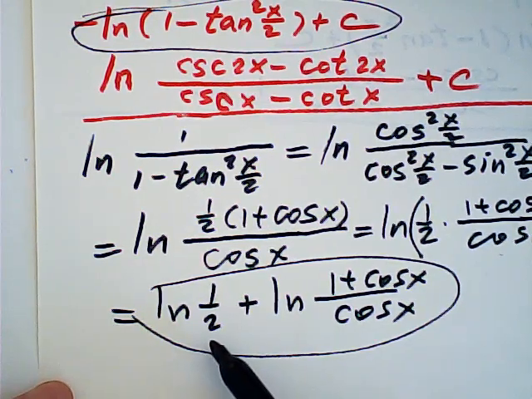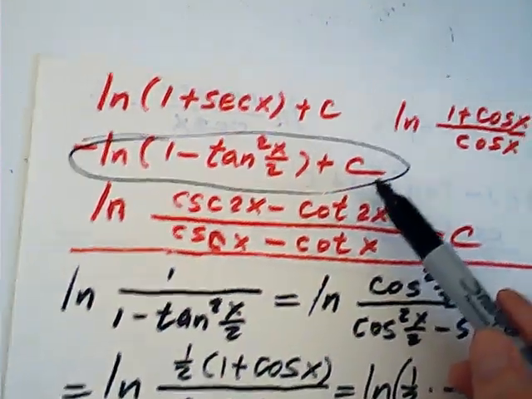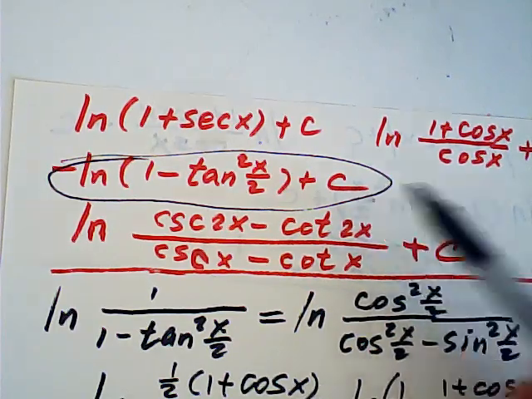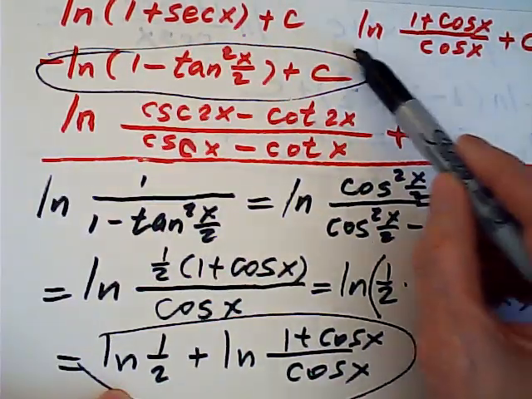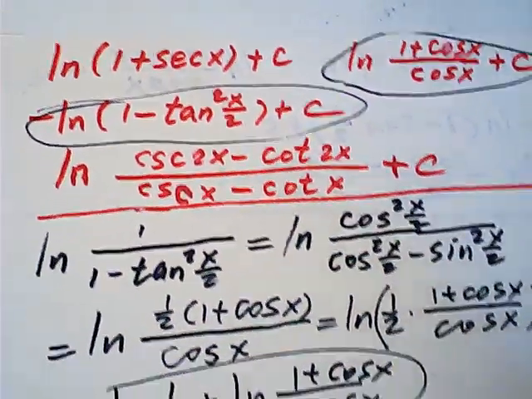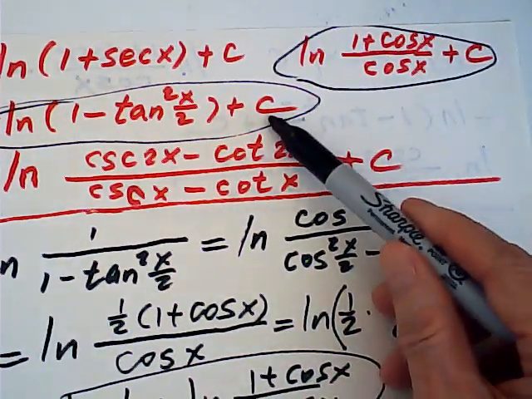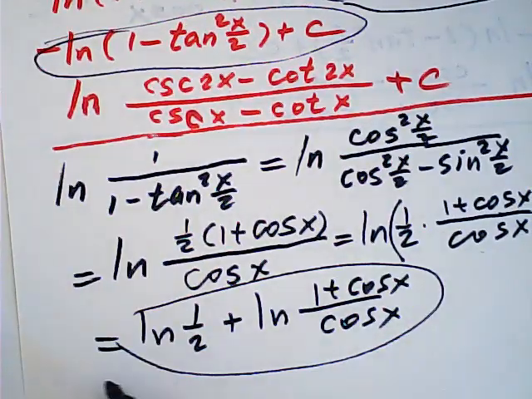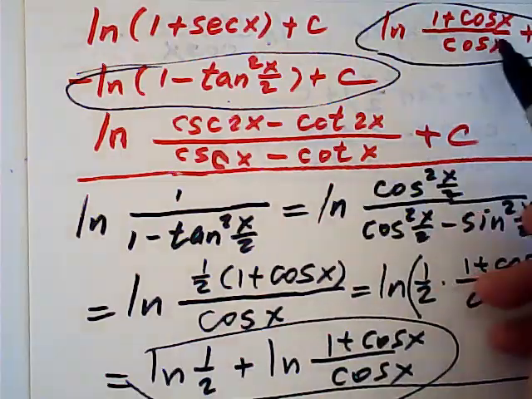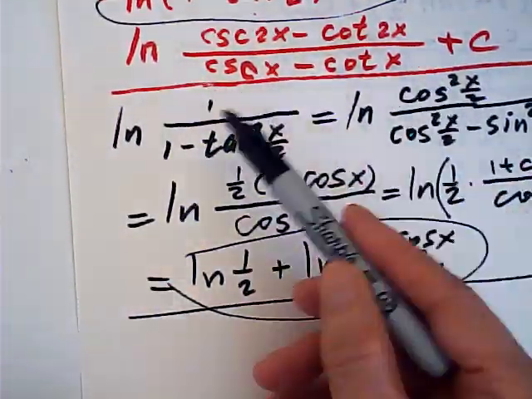This log 1/2 is a number. This number can be combined with C, right? Therefore, this one and that one are the same. Log half is just combined with C. All right. So these two are equivalent. Now finally this one.